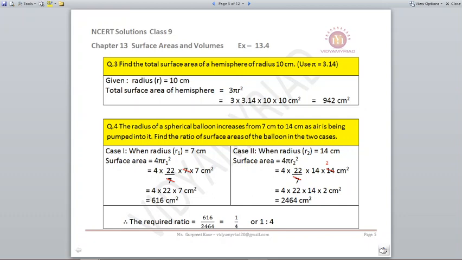In case 2, just put the second radius, you will get 4 into 22 by 7 into 14 into 14, which gives you 2464 centimeters square, and we need to find out their ratio. So it means 616 when your radius was 7, the initial radius, and when your radius increased to 14, it will be written as 2464. It comes to 1 upon 4, which means 1:4 is the required ratio of their surface areas.